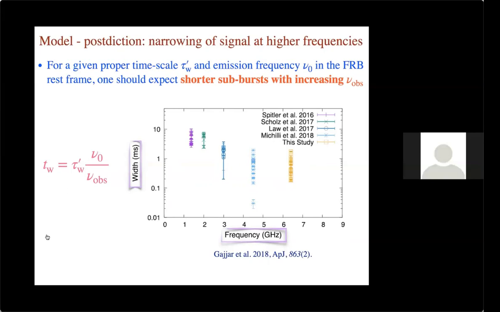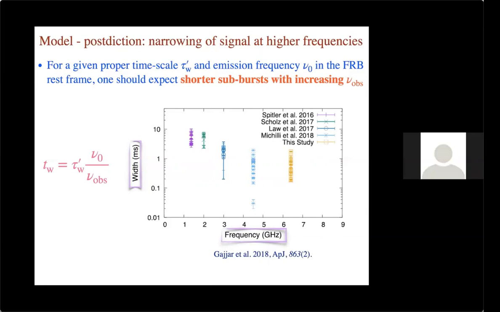Here I'm showing the plot from the Gajar 2018 paper. They are showing the pulse width in milliseconds versus the frequency of the pulse. As you can see, although there is some scatter in the data, as you go to higher frequencies, the duration of the pulse decreases, and this inverse scaling is apparent here.